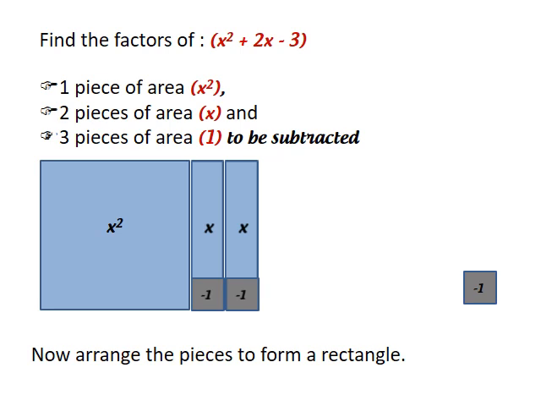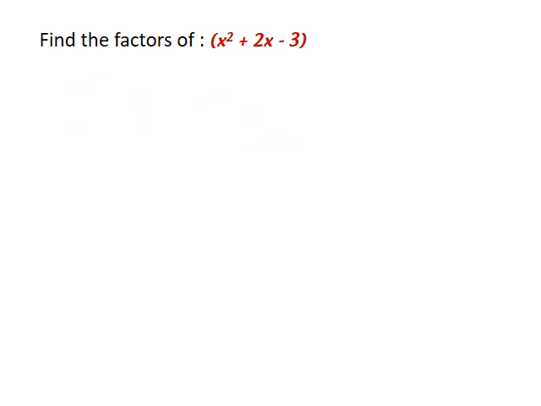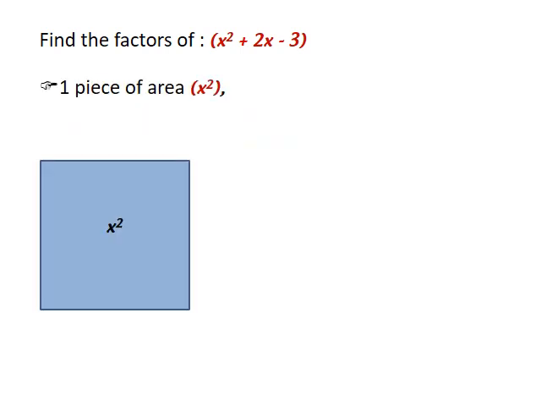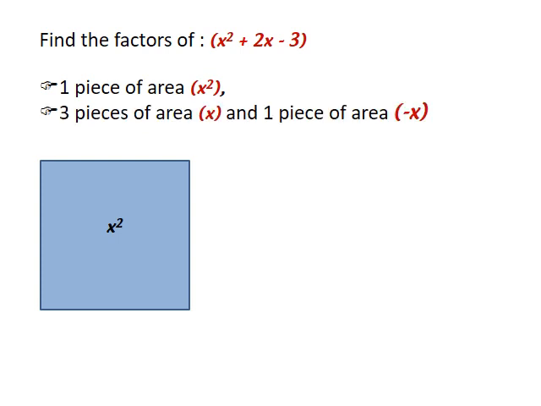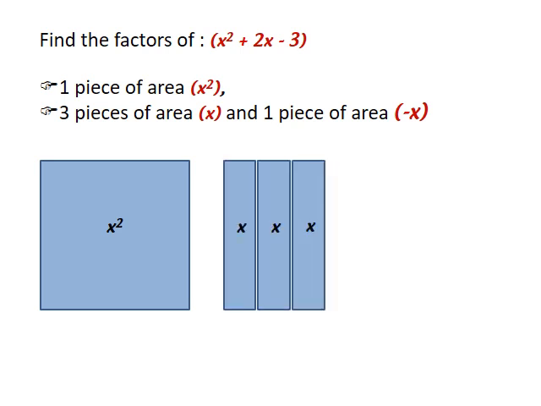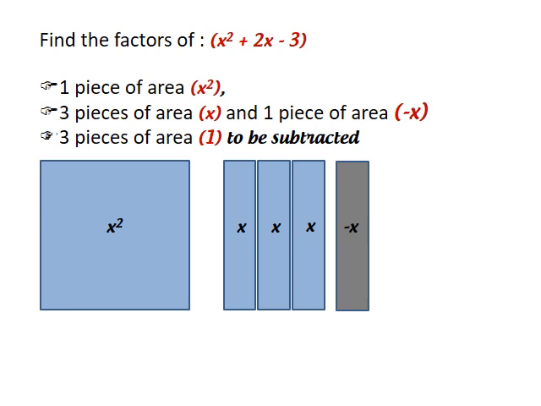One hint here is that we need an area of 2x. So what are the different ways of getting an area of 2x? Let us see. So we need one piece of x square, and then to get 2x, what I could do is I can have 3 pieces of area x and 1 piece of area minus x. So when I add these two, I still get plus 2x, and then the 3 pieces of area 1 to be subtracted.